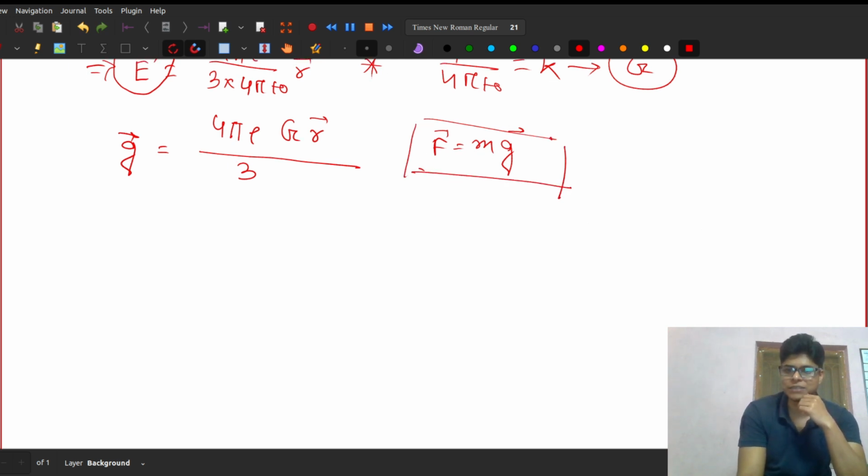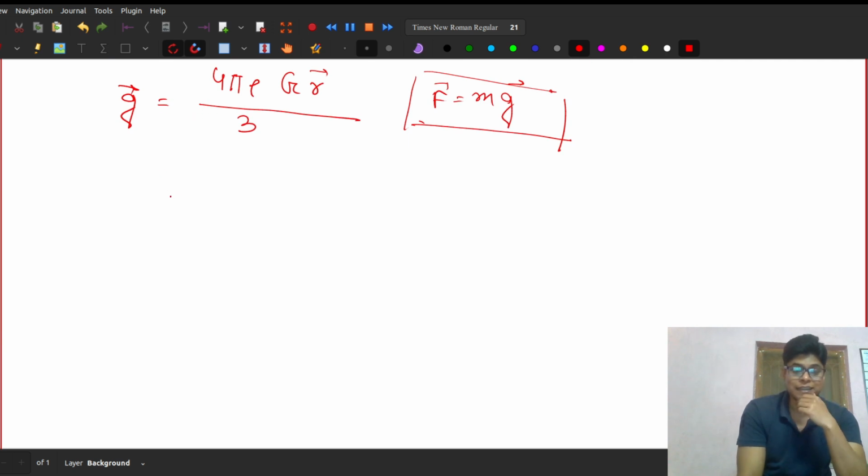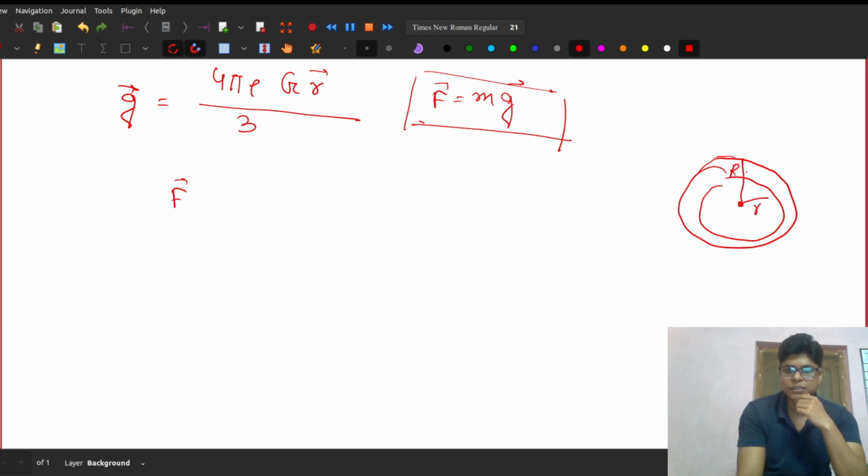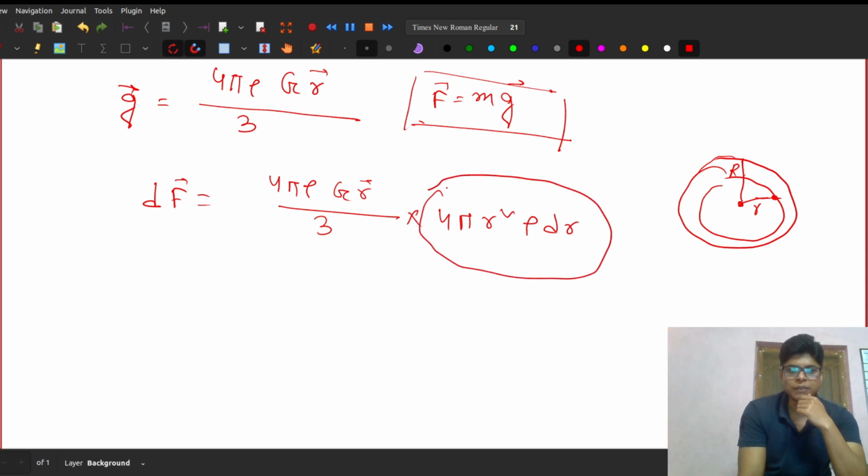So F equals mg. The diagram would be this: this is a uniform sphere, this is the center, this is the distance r, this is the total sphere, and we have to figure out what will be the pressure at that point. So what will be the force at this point? dF would be 4 pi rho G r by 3 multiplied by 4 pi r square rho dr. This is the volume element and this is the density again. So we are getting the force.